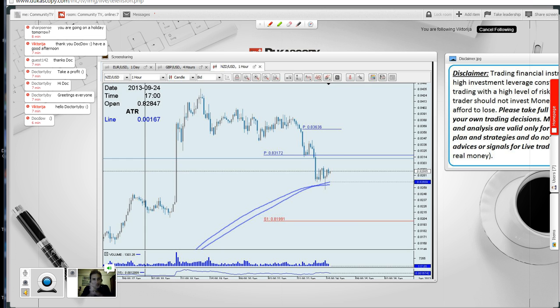On the calendar again, Great Britain pound mortgage approvals have come out better than the previous one, but lower than expected. 13.2 thousand vs previous 37.4 thousand and expected 30.6.